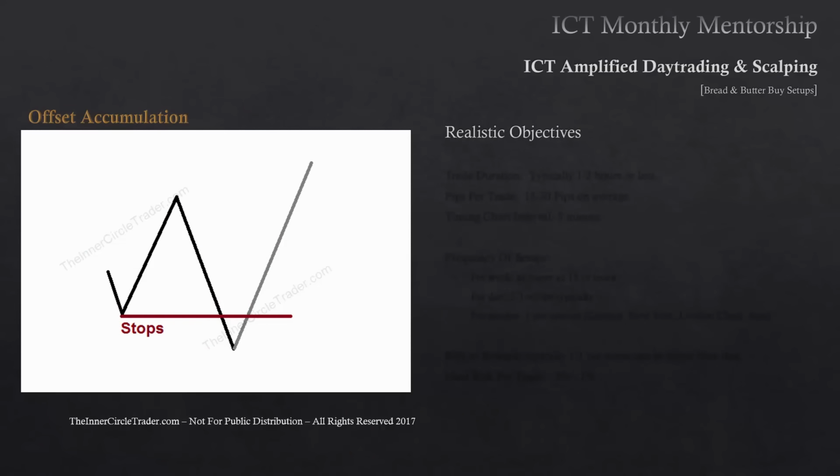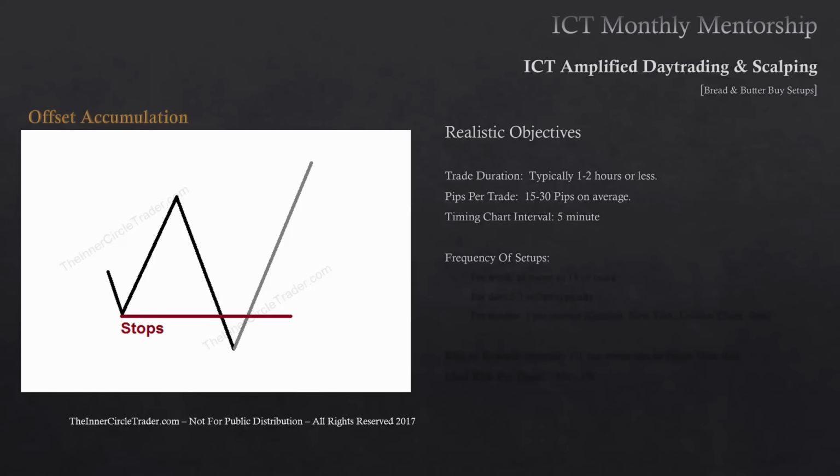Okay, realistic objectives. The trade duration when we look for scalps are going to be typically 1 to 2 hours or less, many times a lot less, but usually about 2 hours is the maximum. Pips per trade, usually you're going to see a low end of 15 pips to 30 pips on average. Timing the market, we're going to be using the 5-minute chart.